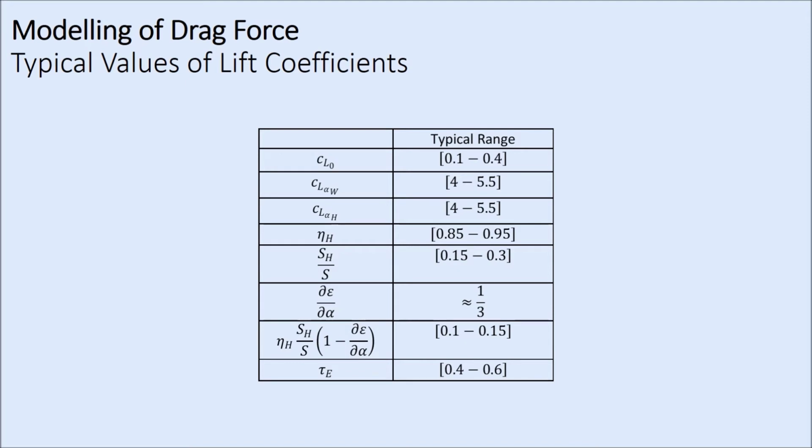A couple of other assumptions and typical values on this slide. We can normally assume that the change in downwash with respect to the change in angle of attack is approximately a third.